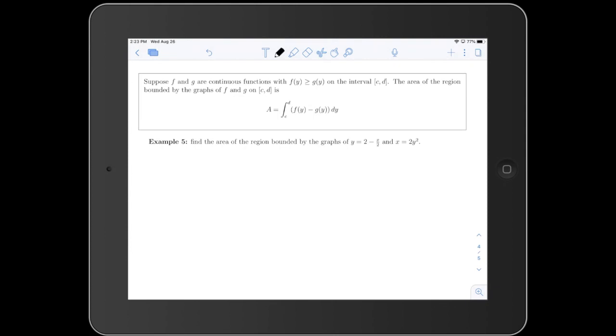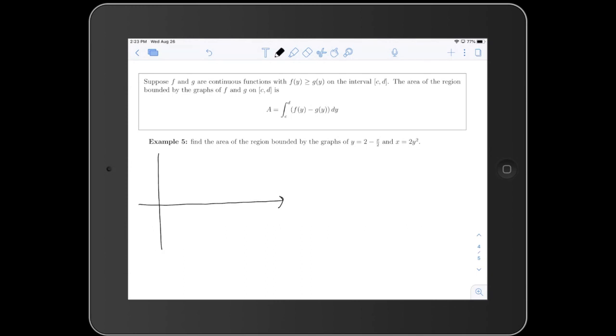So let's go ahead and jump into example 5. We have the area of the region bounded by these two functions. Now we have x is equal to 2y squared. x is dependent, y is independent.